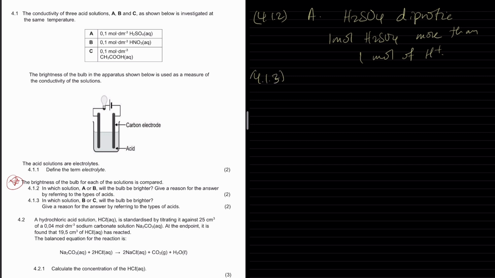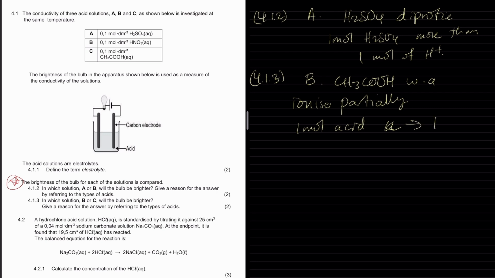4.1.3, in which solution, B or C, will the bulb be brighter? In this case, I'm going to go with B, and the reason is because HNO3 is a strong acid, whereas CH3COOH is a weak acid. And because CH3COOH is a weak acid, it's going to ionize partially, meaning from 1 mole of the acid, I'm going to get less than 1 mole of H+.